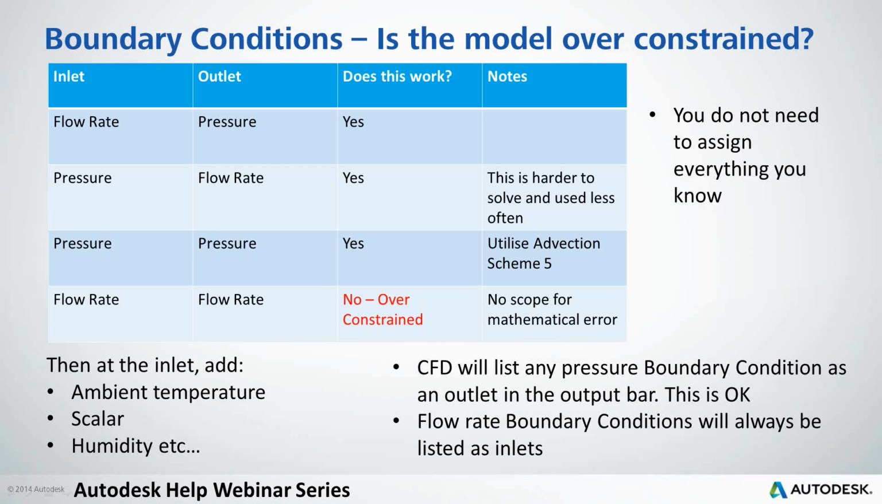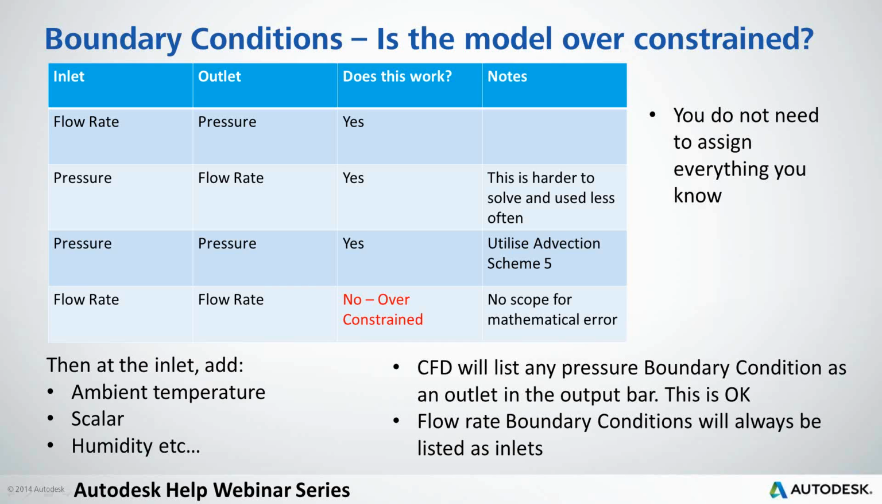So moving on a little bit, I thought I'd do a really basic table. The first three rows here are okay. Having a flow rate on the inlet and a pressure on the outlet, or the opposite, are totally fine. It's more standard to have a zero pressure on the outlet rather than the inlet. I think the latter is a little harder to solve. It can take CFD a bit longer to do so. It's totally fine to have a pressure on either end, so you're giving CFD a pressure drop, and it'll then predict the fluid flow for you.